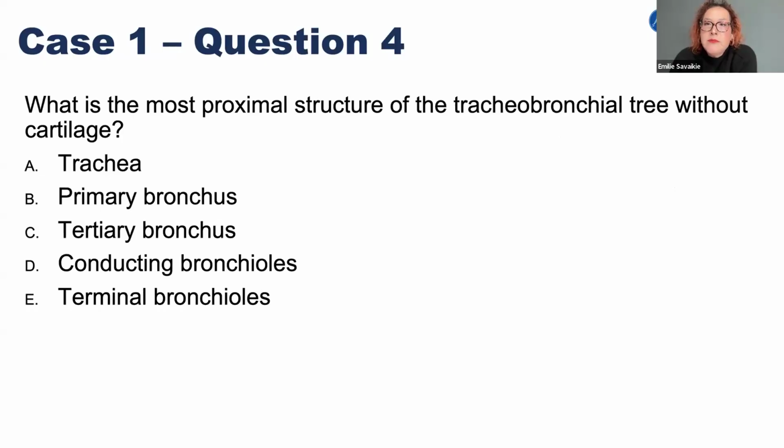So what is the most proximal structure of the tracheobronchial tree without cartilage? Is it trachea, the primary bronchus, tertiary bronchus, conducting bronchioles, or terminal bronchioles?